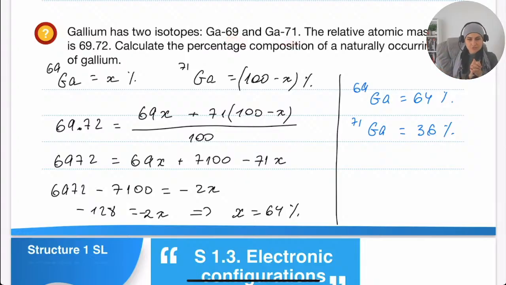This could actually also be a question. Yes, they might ask you to explain what this relative atomic mass tells you about the abundance of the isotopes. Okay, an SL question could be asked for 2 or 3 marks, depending on how many isotopes they give.